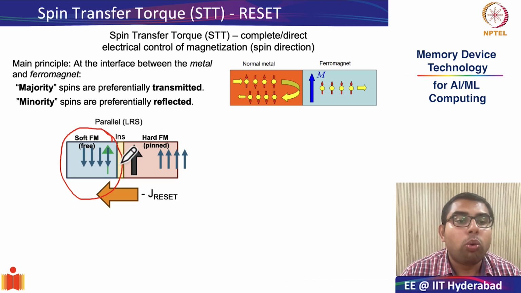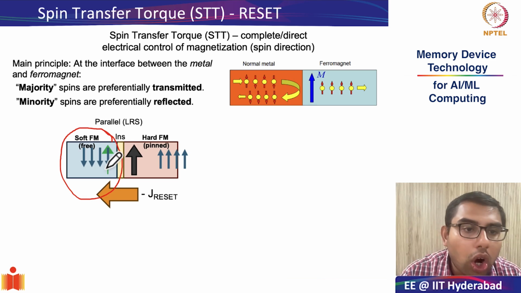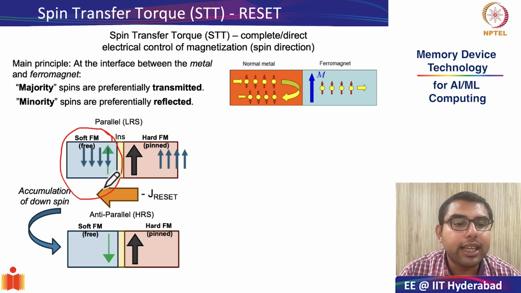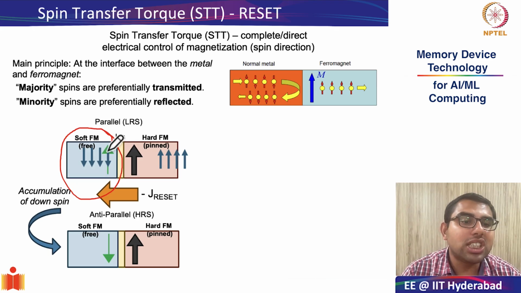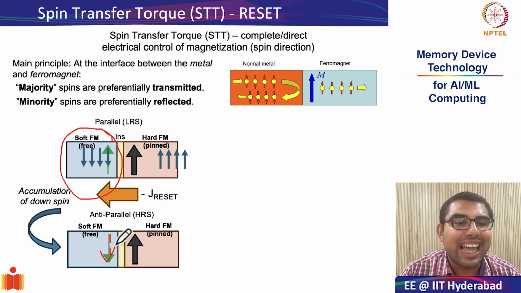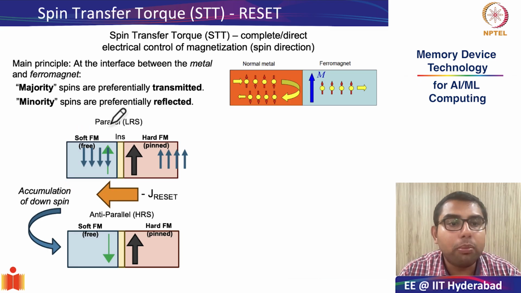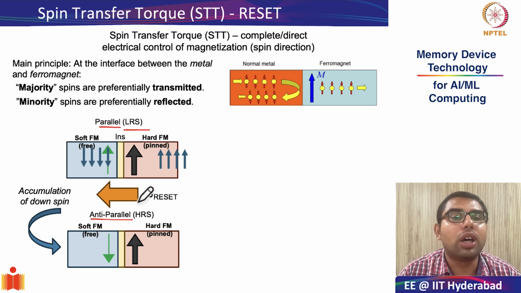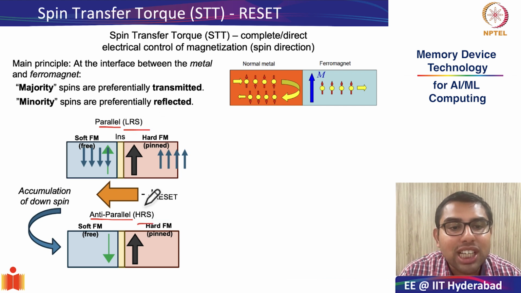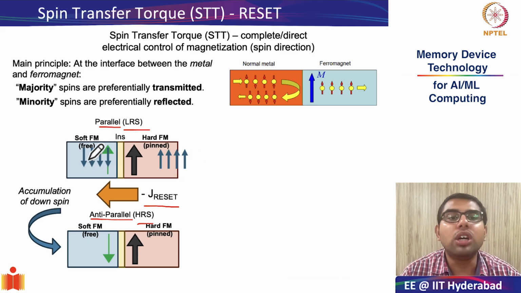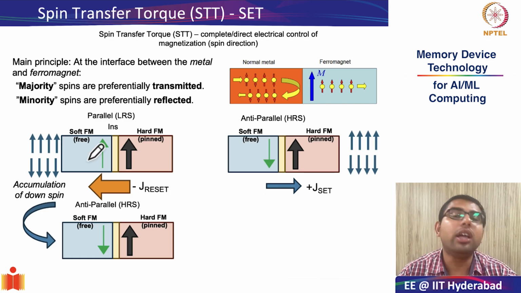And as you can see, what gets accumulated in the soft ferromagnetic layer exerts a torque on the magnetization of the soft ferromagnetic layer, thereby switching the direction of magnetization from up direction to down direction. And that is how we went from the parallel configuration to the anti-parallel configuration, or from the low to the high resistance state, through the application of a reset current pointing from the hard ferromagnetic layer to the soft ferromagnetic layer. Next, we will see the set process.